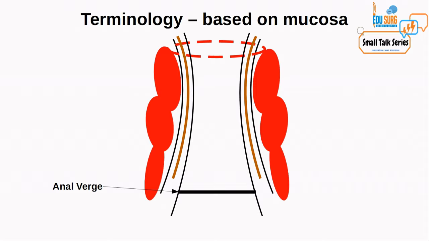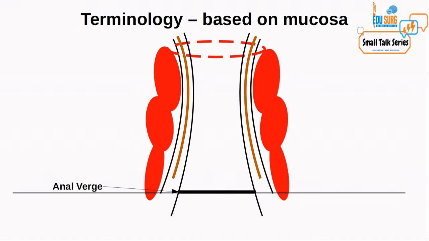And now we will use some of the terminology to understand why these structures are named as anocutaneous, mucocutaneous, and so on. So this is the anal canal that we have seen already. I have cut the levator ani part and the rectum part. So you already know the red ring is the puborectalis sling and the bottom line is the anal verge. So now let us see few terminologies synonymously used with anal canal landmarks based on the mucosa.